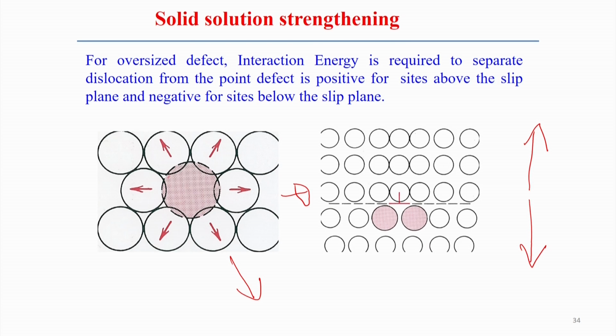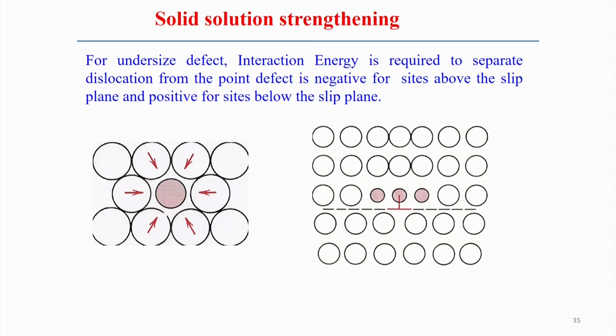So here if you see the solute atom is occupied below the slip plane, so here we can consider that the interaction energy below the slip plane is negative. So in that position the solute atom is actually attracted. Now that is the oversize defect, but if it is an undersize defect, then what will happen?